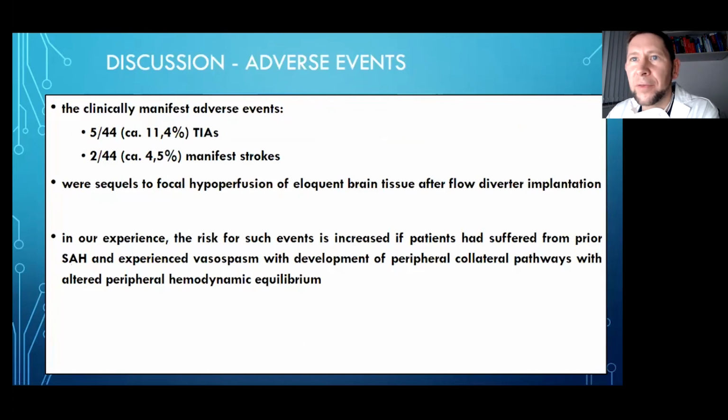In terms of the adverse events, we have 11% of TIAs, and we have 4.5% of manifest strokes. So one has to say that we have a couple of difficult cases, among them cases after SAH and establishment of significant conflicting collateral flow. All of those cases were sequels to focal hypoperfusion of brain tissue after flow diverter implantation. And in our experience, the risk for such events is increased if the patients had episodes of SAH and vasospasm and the development of peripheral collateral pathways that alter the hemodynamic equilibrium.